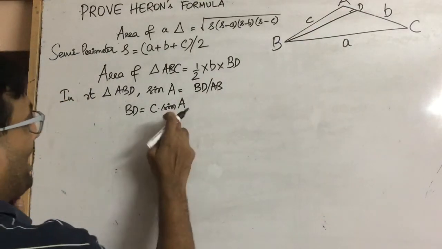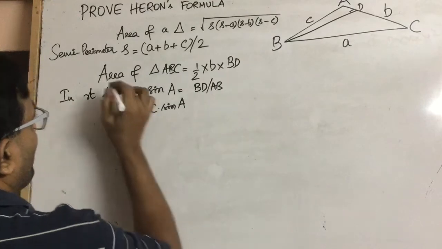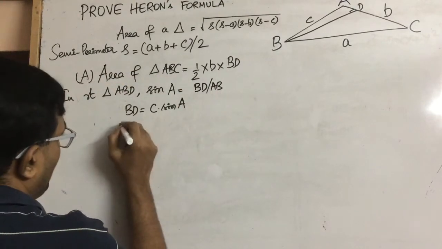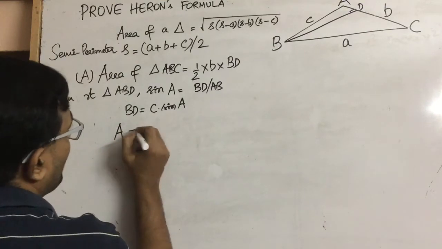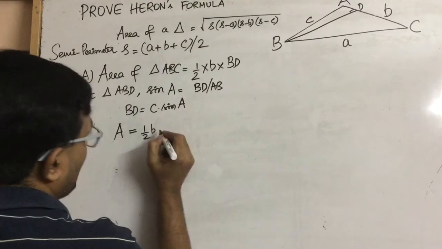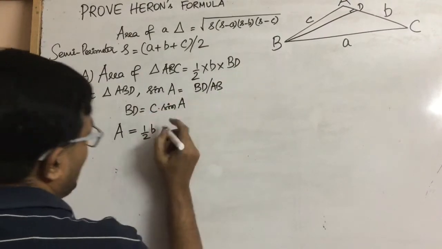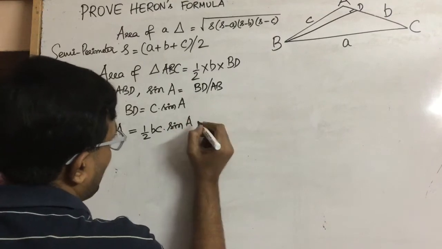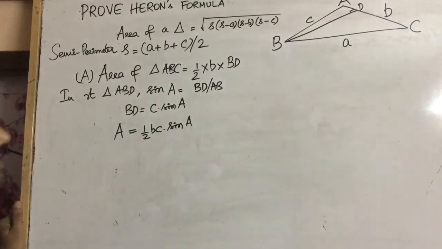So we plug this back here. We call this capital A, the area of the triangle ABC. So A would be equal to half of b times BD, which is c sine A, or half bc times sine of this angle A. That's going to be the area of the triangle.